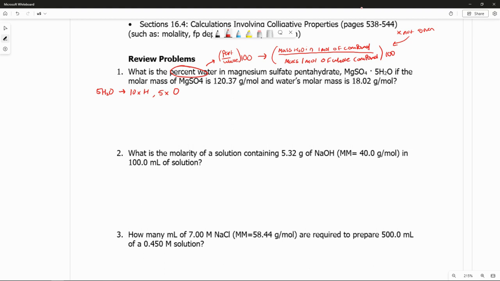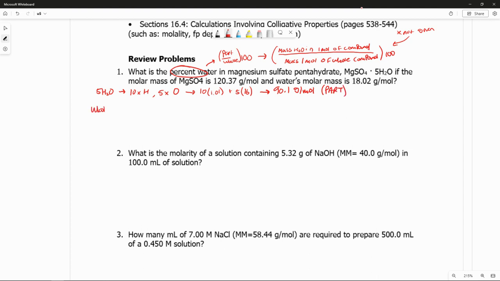With this information, we can now calculate. The molar mass of hydrogen is 1.01, so we multiply that by 10 and add it to 5 times the molar mass of oxygen, which is 16. When you add all this up, you get 90.1 grams per mole for 5H2O. With this information, we have just calculated our part. All we got to do is calculate the whole now.